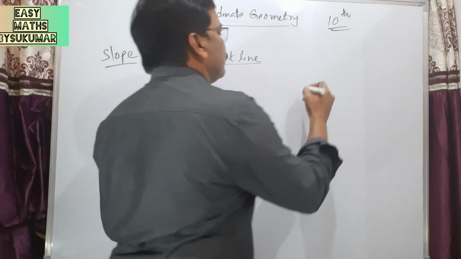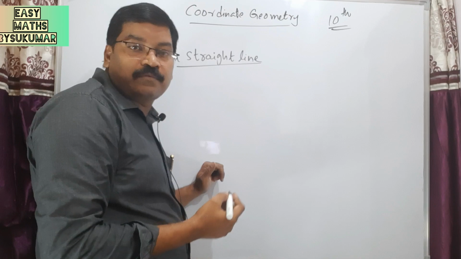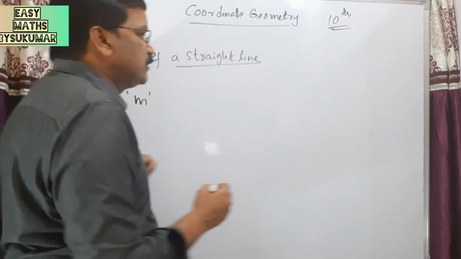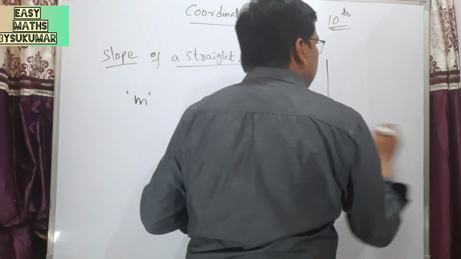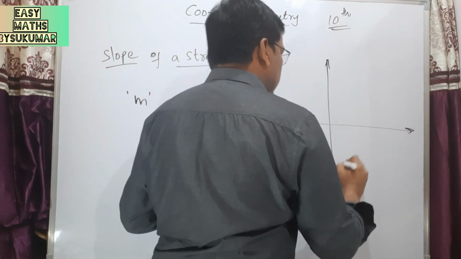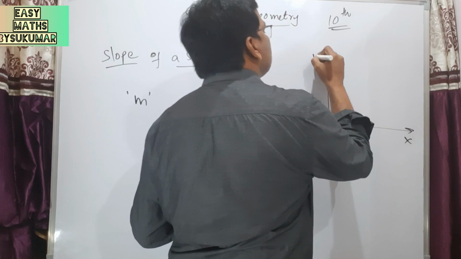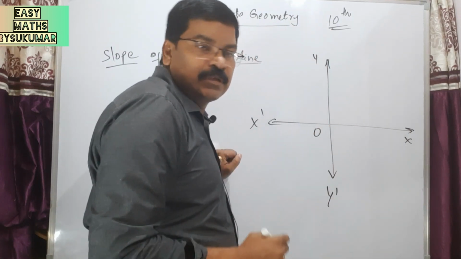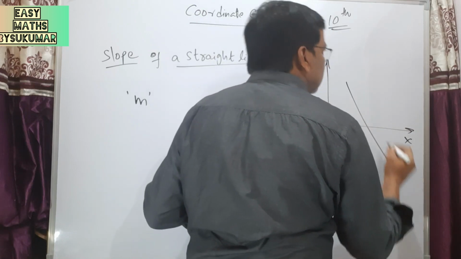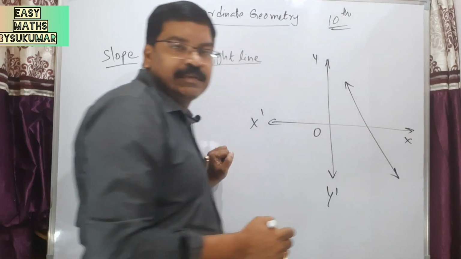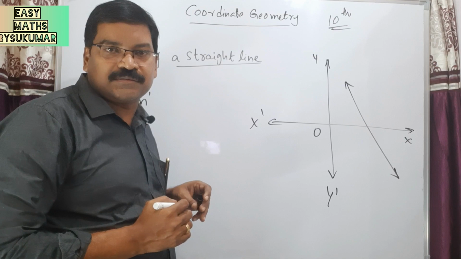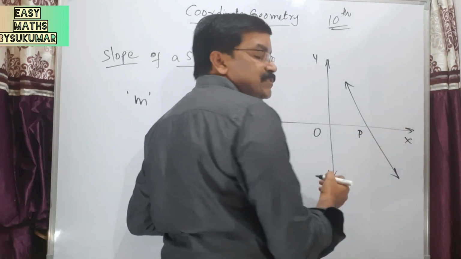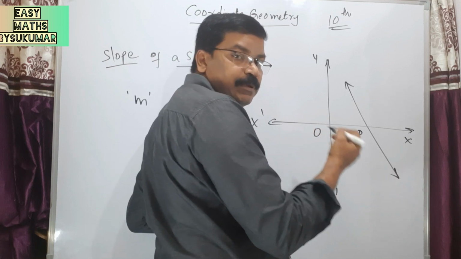Before we learn the slope of a line, generally the slope is denoted by small m. Take the coordinate axes here. This is the x-axis, this is the y-axis, and this is the origin. Suppose we take a straight line here. This straight line intersects the x-axis at the point P.